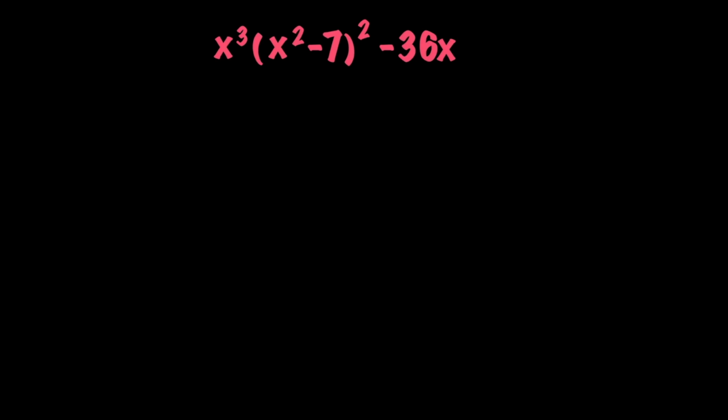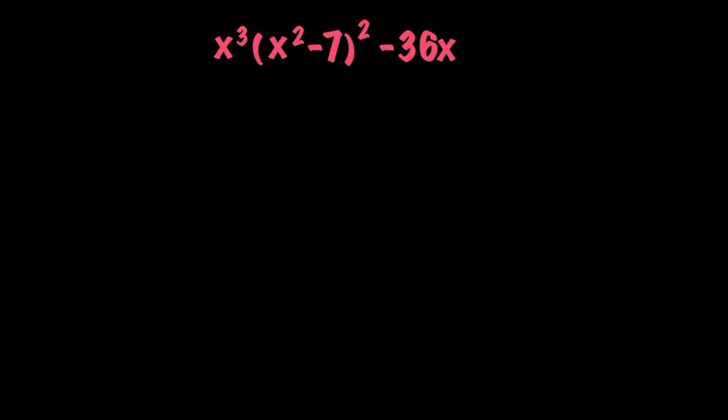Today we're going to be factoring this expression, and we need to do that as much as possible. Great. So we have x cubed times the quantity x squared minus 7 squared minus 36x.